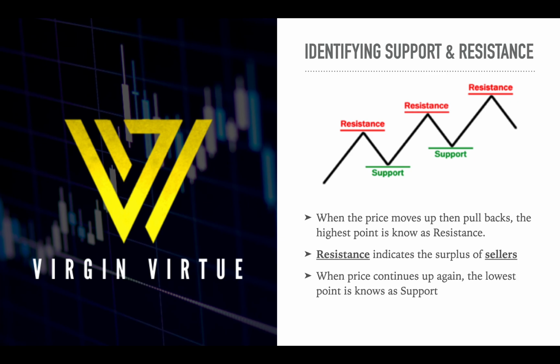When the price continues up again, the lowest point is known as the support, like I mentioned. And support indicates a surplus of buyers. When there's a big number of traders who are buying, the price will move up.